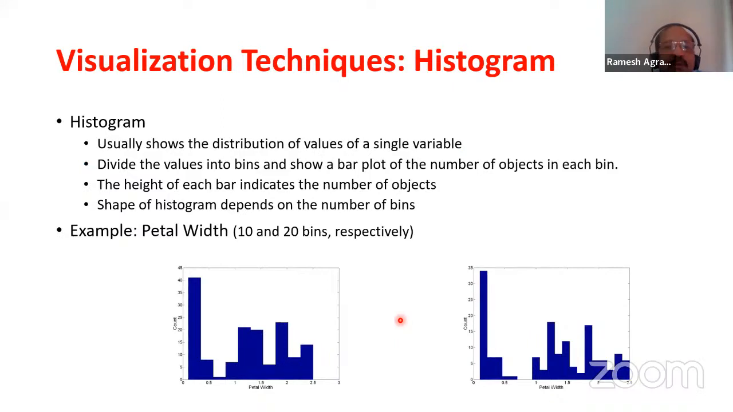So what you can do, let's say for petal width, you want to draw a histogram. So what will the histogram help you with? What information will the histogram give you?